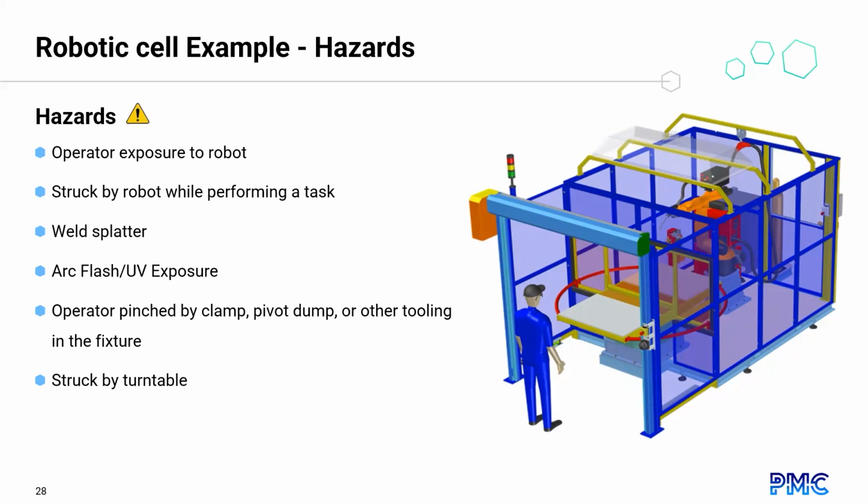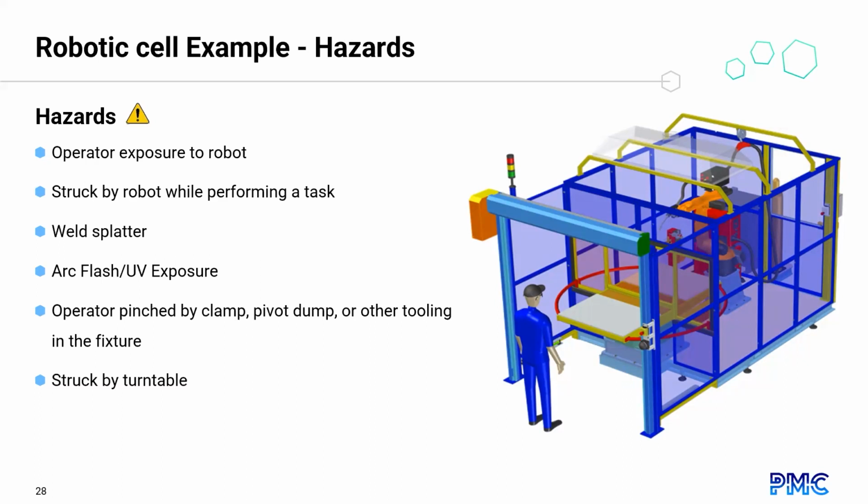We have weld splatter, for example, the operator being pinched by a clamp or other tooling in the fixture, and even getting hit by the turntable. So these are some of the hazards that we can see purely in this 3D drawing. But for an assertive risk assessment, all the infrastructure, all the obstacles around the operator must be taken into account. And this is something that we cannot see purely in this 3D drawing.